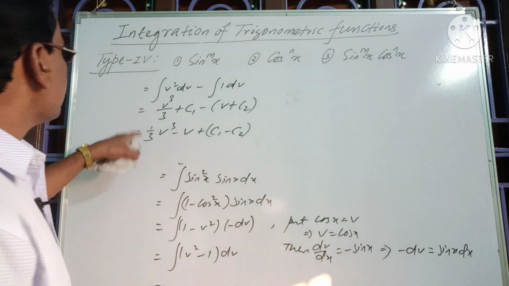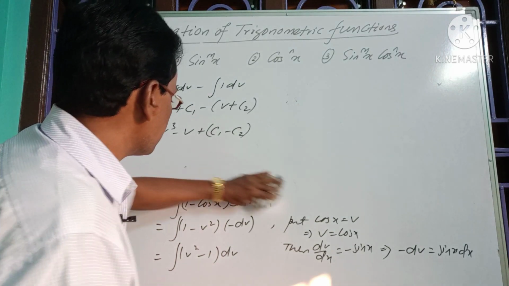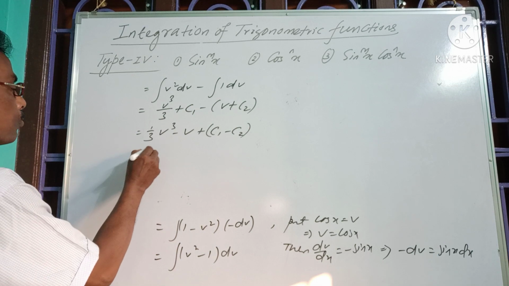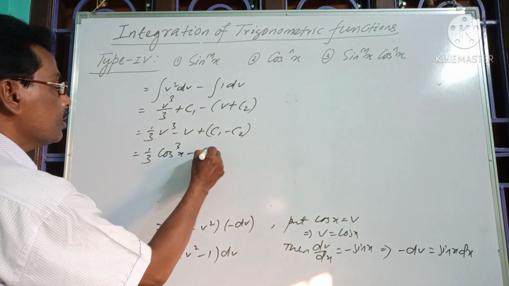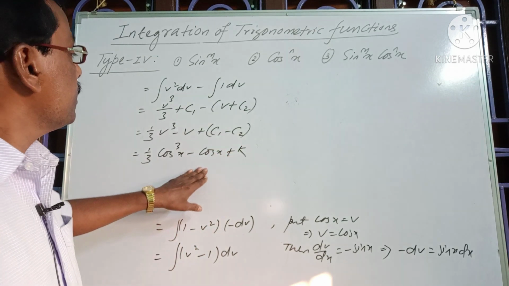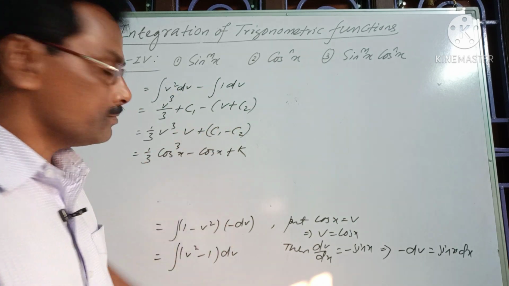We got 1 by 3 into v cube minus v plus c1 minus c2. So again simplifying, and substituting v as cos x, we get 1 by 3 into cos to the power 3x minus cos x plus k, where k is the constant of integration that is taken out of c1 minus c2. Hence the integration is now over.